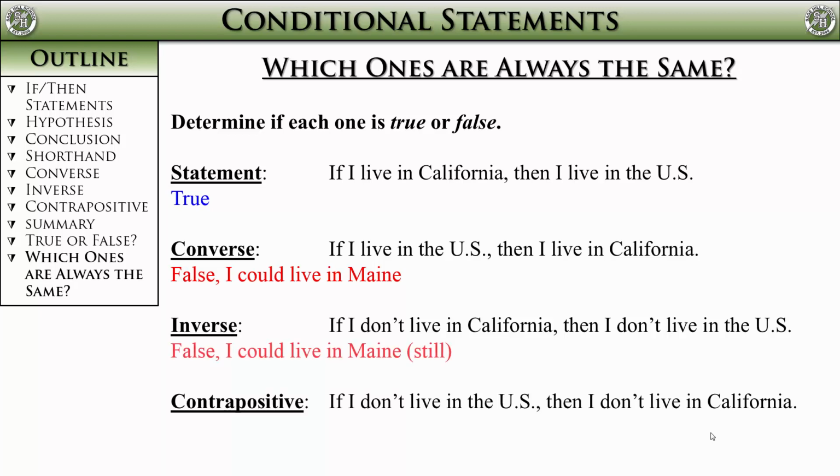For the inverse, we have the same kind of thing. I only need to list one, and I might as well use the same state. And finally, we have the contrapositive. You could live in a lot of different countries other than the US, but no matter which other country you choose, you would also not be living in California. So this one is true.